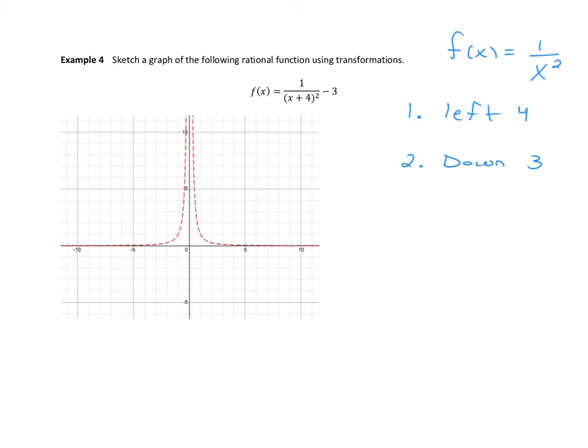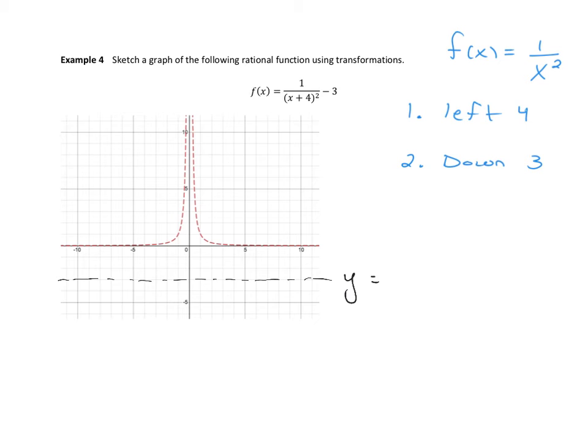So what we should do, if I want to sketch this function, is determine where the asymptotes are located, and then sketch in the new graph around it. All right, so on this graph, the horizontal asymptote is y is equal to 0. Left 4 won't change that, but down 3 will. 1, 2, 3. The new horizontal asymptote is at y is equal to negative 3. That's here.